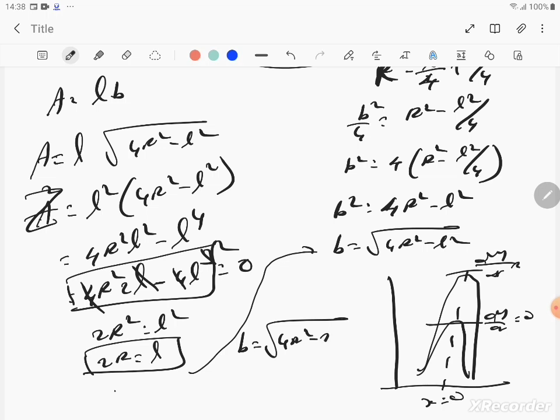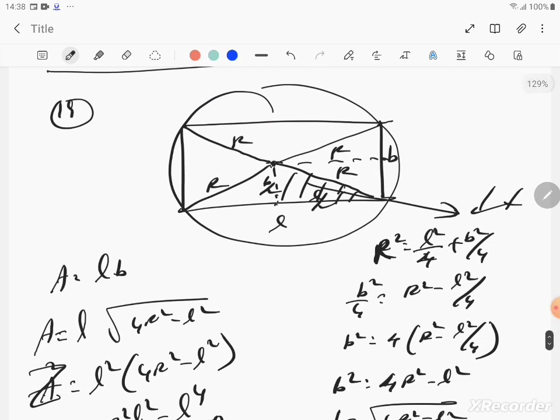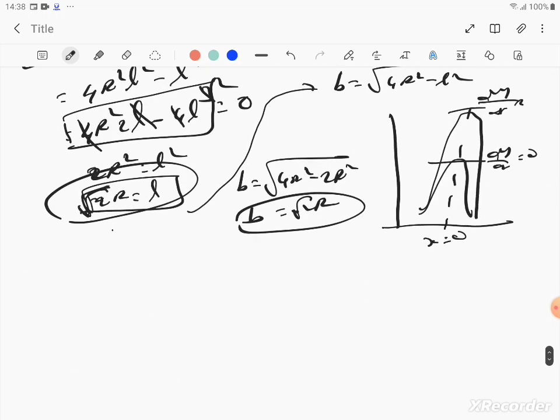What is L square? L is root 2r. So it's 2r square, and again root 2r. So length and breadth have become the same. So when you inscribe a rectangle inside the circle, the one which has the maximum area is not a rectangle, it becomes a square.